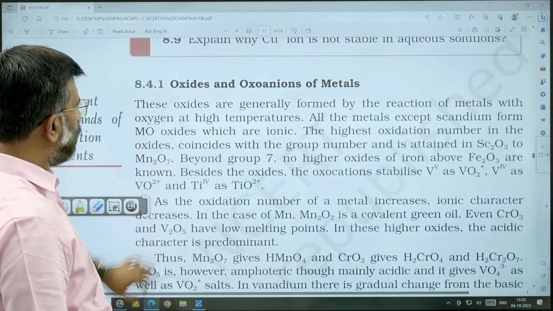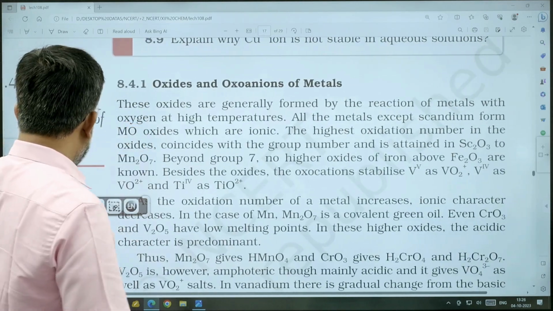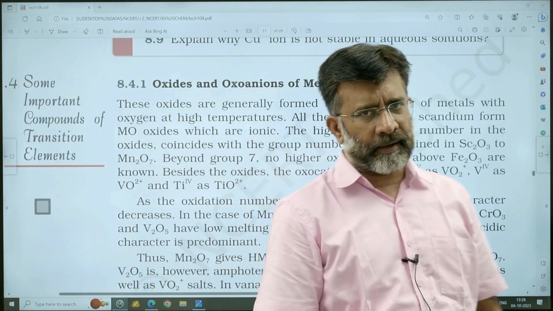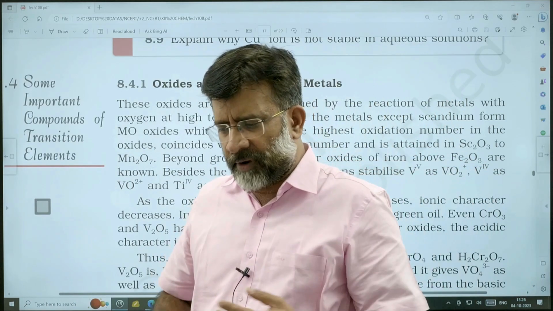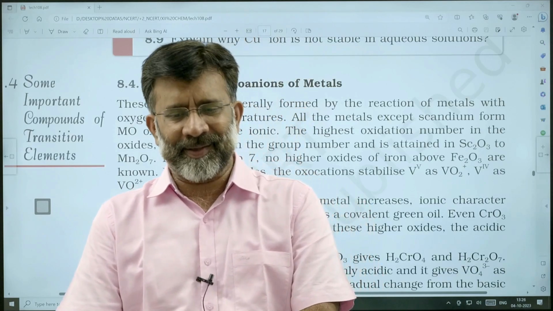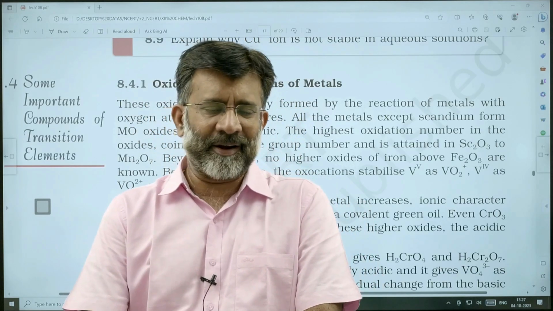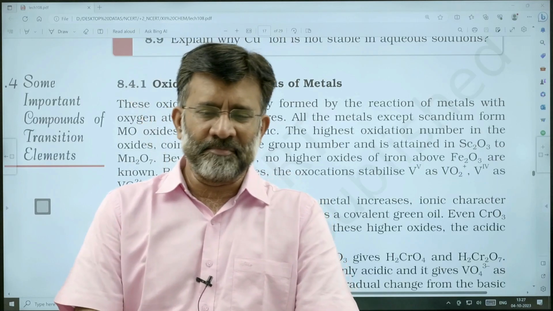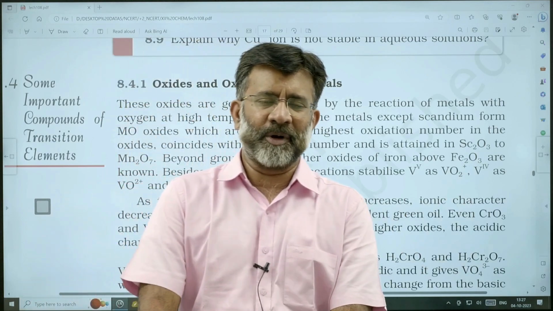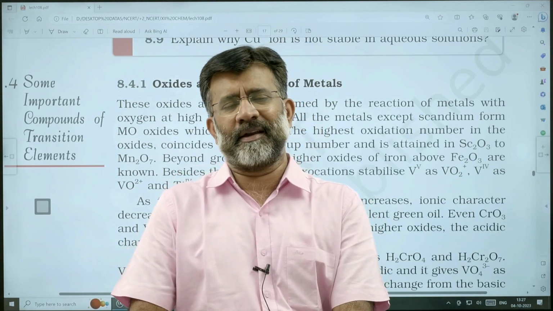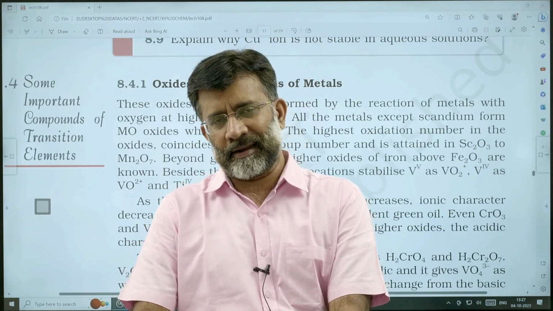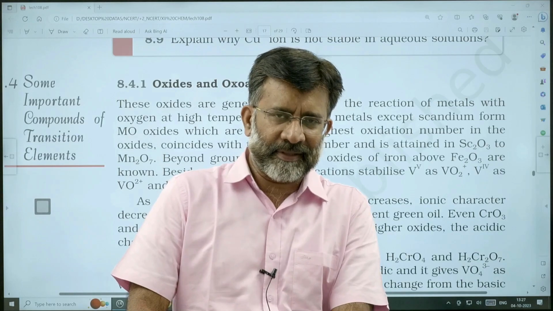Now a talk on oxides and oxo anions of transition metals. Whenever we talk about oxides, we talk about whether the oxide is acidic oxide, basic oxide, neutral oxide, amphoteric oxide, simple oxide, or mixed oxide. That is the kind of discussion happening here. You have to review NCERT line by line to understand the various examples quoted, to see whether they are acidic, basic, or amphoteric.